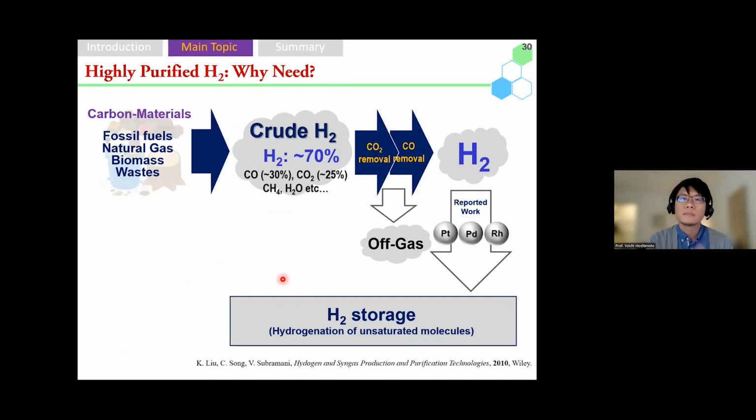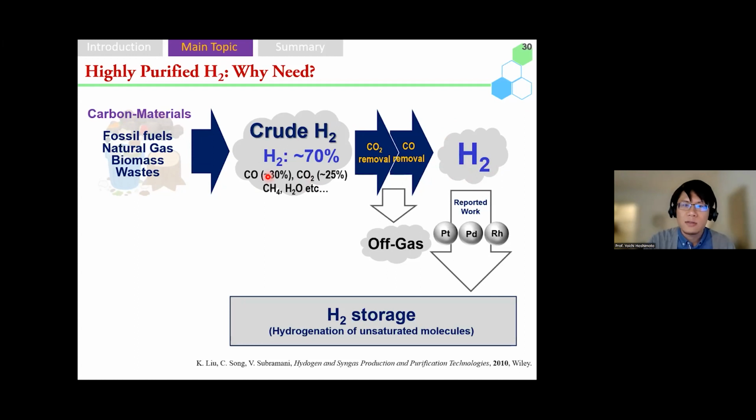Okay, this is the simplified scheme for the current production of H2 from carbon-based materials. At this moment, we are using fossil fuels and natural gas for the production of H2, but I believe in the near future, biomass and food waste, livestock waste, and waste plastics, all those hydrocarbons can be used for H2 production as well, based on the waste-to-hydrogen strategy.